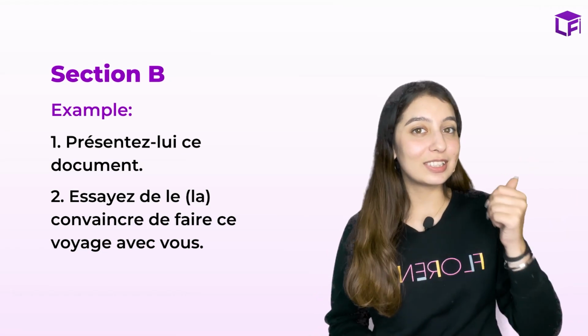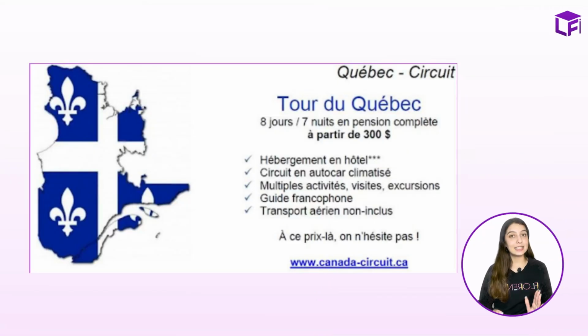Here's the draft. You can go and see it for 1 minute and then we'll directly get into the ideas. So, it says Tour du Québec, then it states the dates, hébergement en hôtel, circuit en autocar climatisé, multiples activités, visites, excursions, guide francophone, transport aérien non inclus. À ce prix-là, on n'hésite pas. So it's given here and there's a website also stated here.